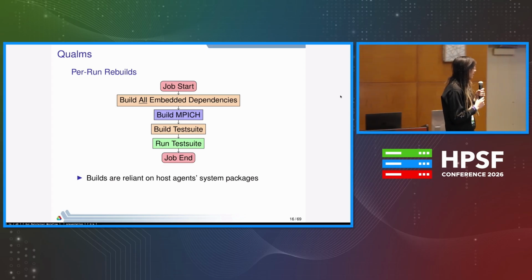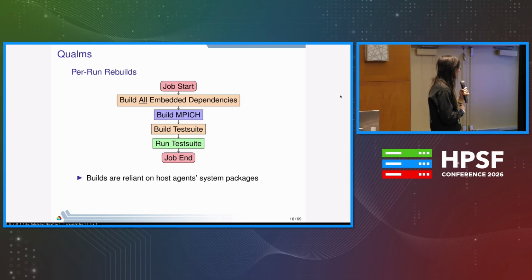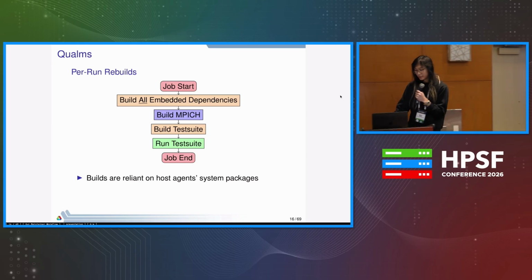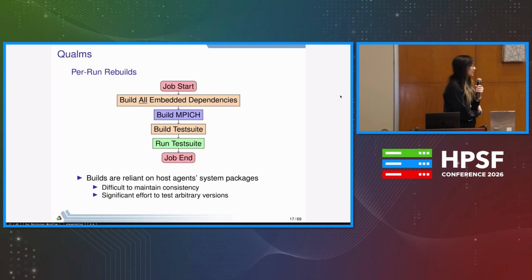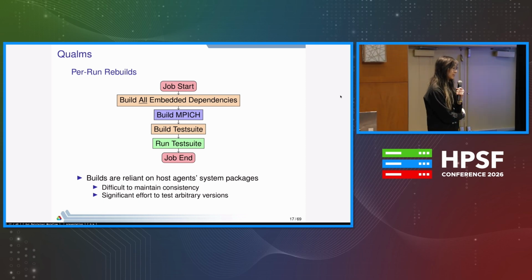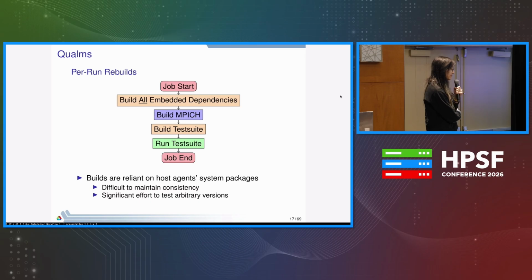In addition, builds are very reliant on our host agents' system packages, which isn't ideal, because we have to maintain consistency on our end as developers to make sure that we are testing against the versions of packages that we are expecting to be running on our production hardware.